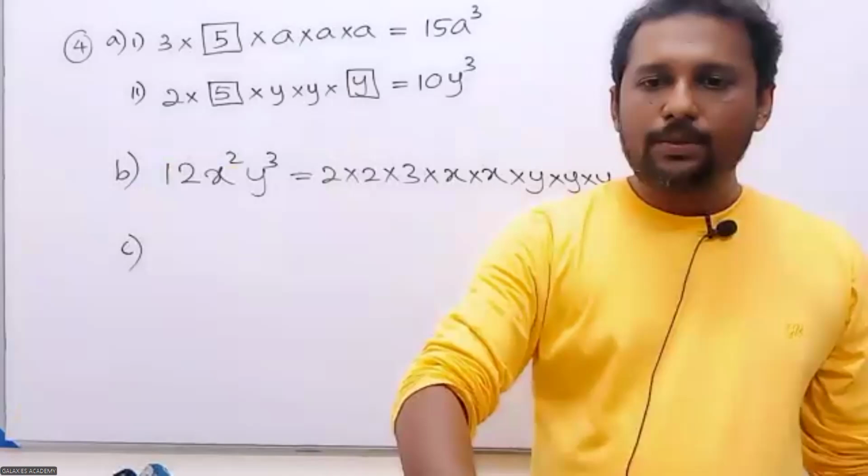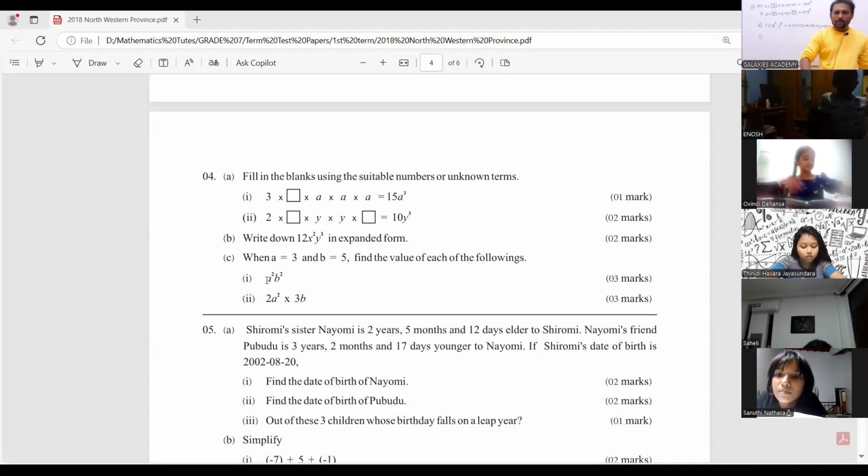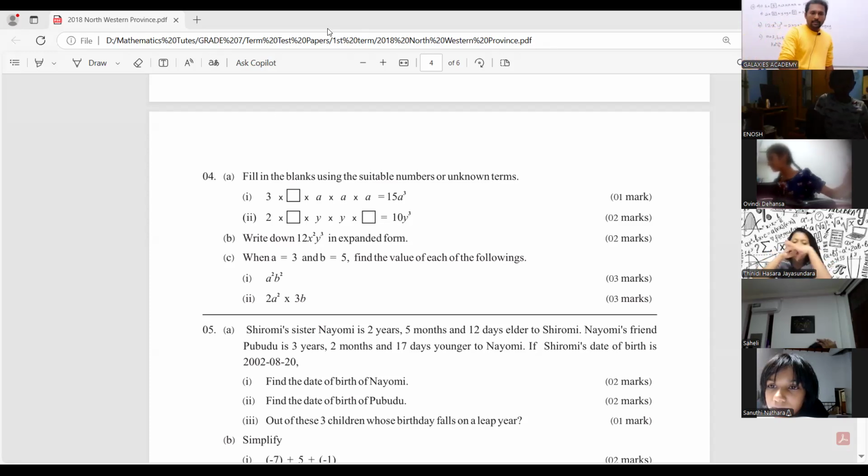Right, then let's go to the next part, simple C. Given when A equals 3 and B equals 5, you have to find A squared B squared, Roman number 1. And the second part, given 2A squared multiply 3B. Right.